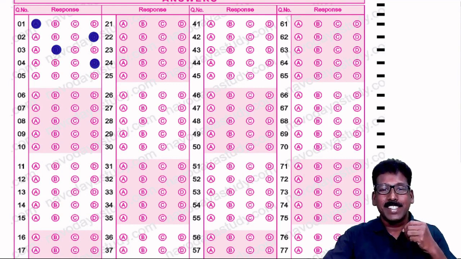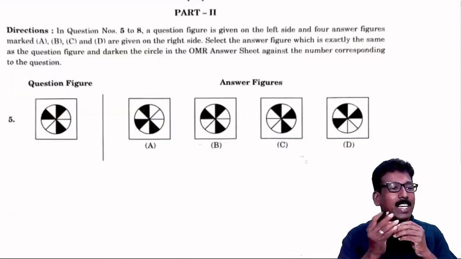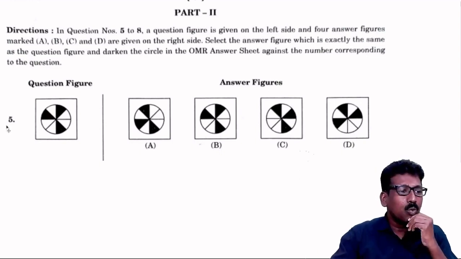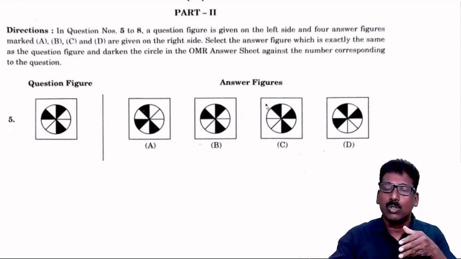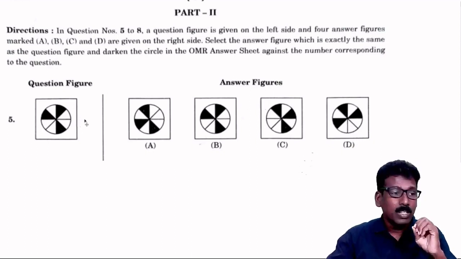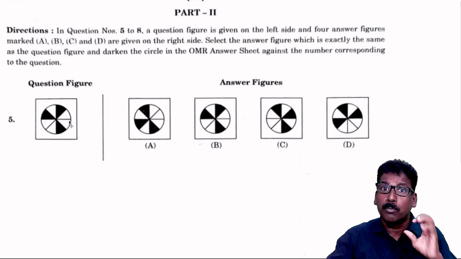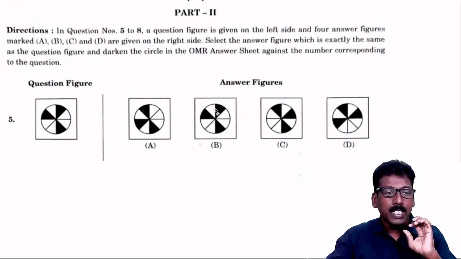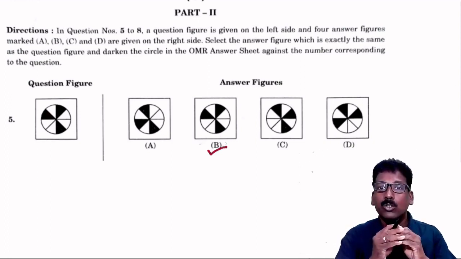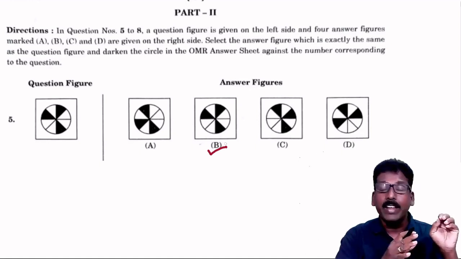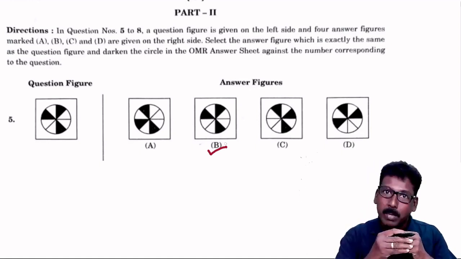Now, let us look at the second part. Here is the second part. This is very simple. One question figure is given and 4 answers also given. Now you have to find out the exact question figure in the answer figures. You can see A is not exactly equal to the question figure, but you see B here. You can see two gaps, and one gap. The same comes here in B. So B will be the correct answer. So you have to darken question number 5, option B in your OMR sheet.